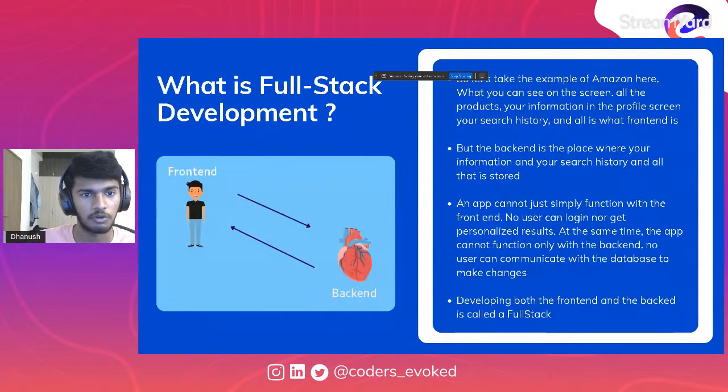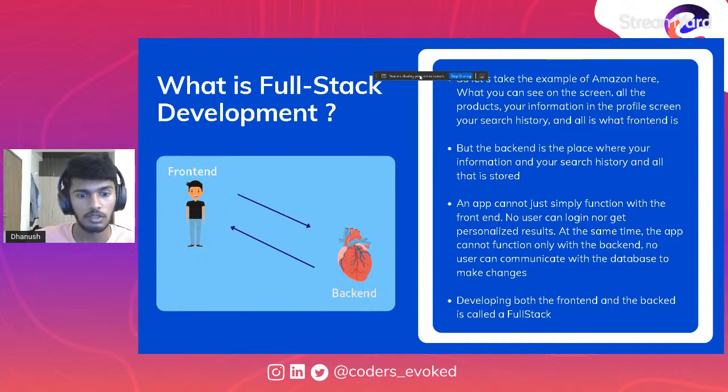Okay, so basically, what is full stack development? To put it in simple words, let's take an example of Amazon. Everything that you see on the screen, like your search history, your profile, every static thing on the app, is the front end. But the backend is the place where all the information in the UI comes from. Say your search history. There should be data for that, right? So that is basically from the backend. That is what you call the backend.